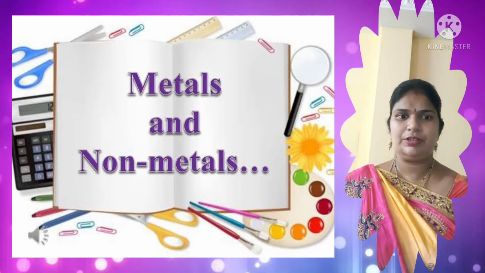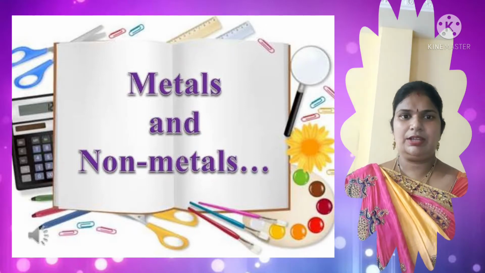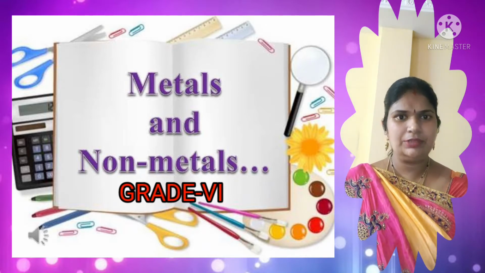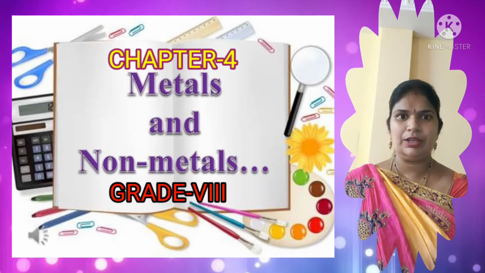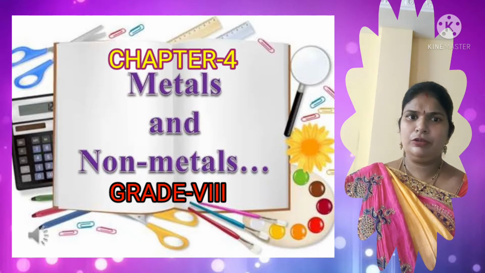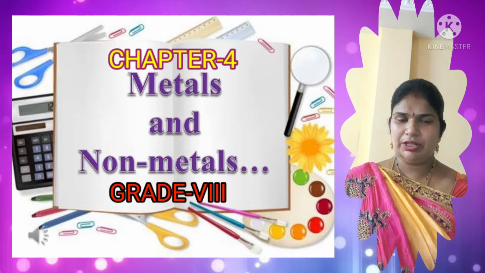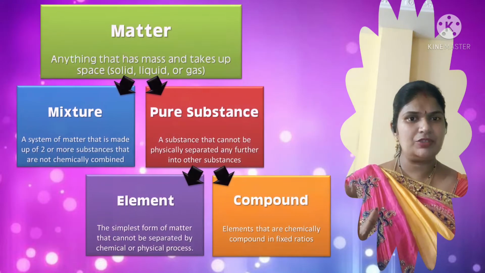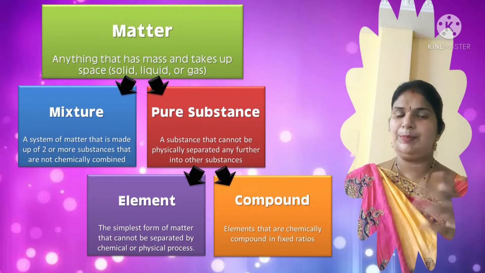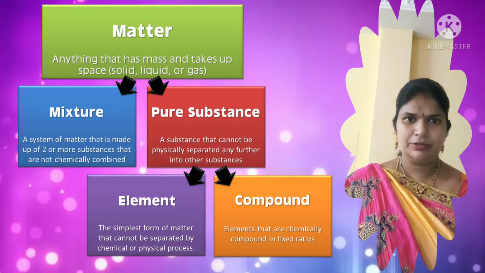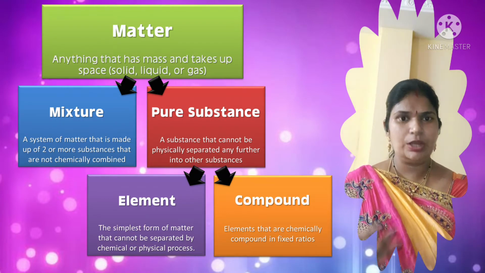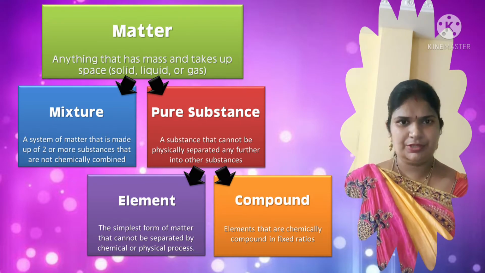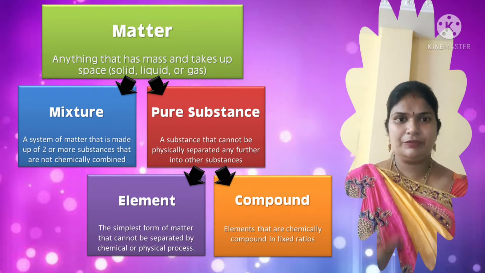What we are going to see, children? We are going to see metals and non-metals of class 8th, 4th chapter. Okay? So children, you know pure substances are divided into two types. One type is called element and the other type is said to be compounds. One category is known as what? Element, and the other category is called as what? Compounds. Yes? So how do we define an element?